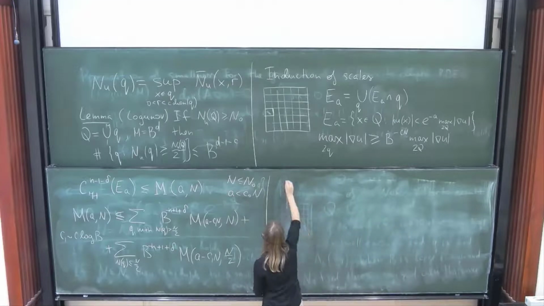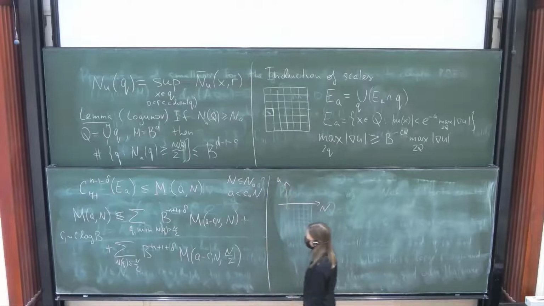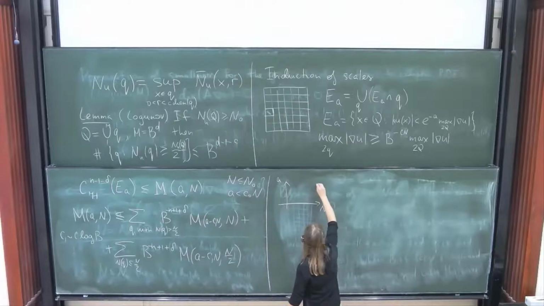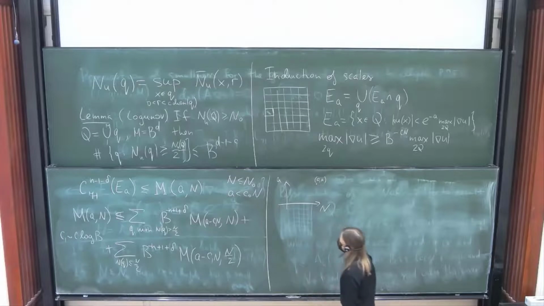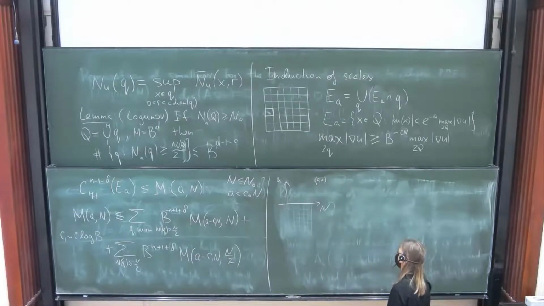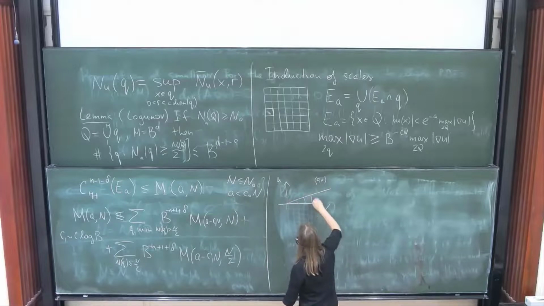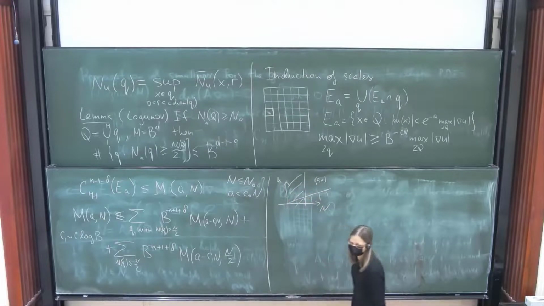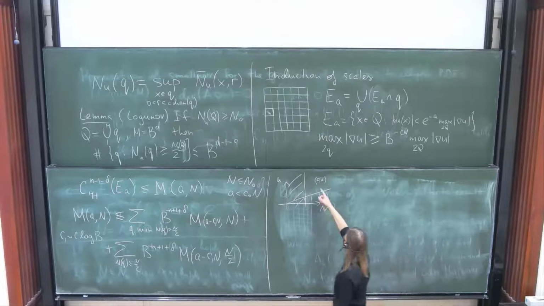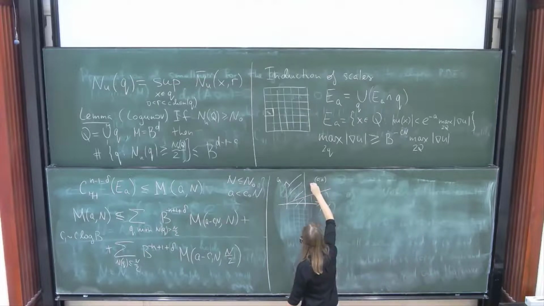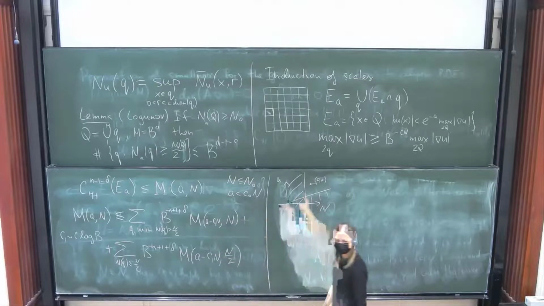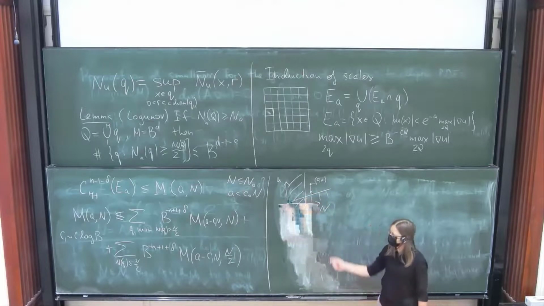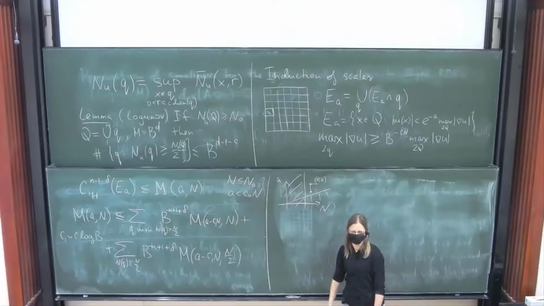Let me try to draw a picture. If this is n, this is a, and I want to have an estimate somewhere here. What I know is that when a is small enough, there is an estimate here, and when n is small, there is an estimate here. What I'm trying to do using this induction is take a point here, move it by decreasing a, and also decreasing n and going half of the scale. It's clear that after finitely many steps, I will be in the region where I know the estimates already.